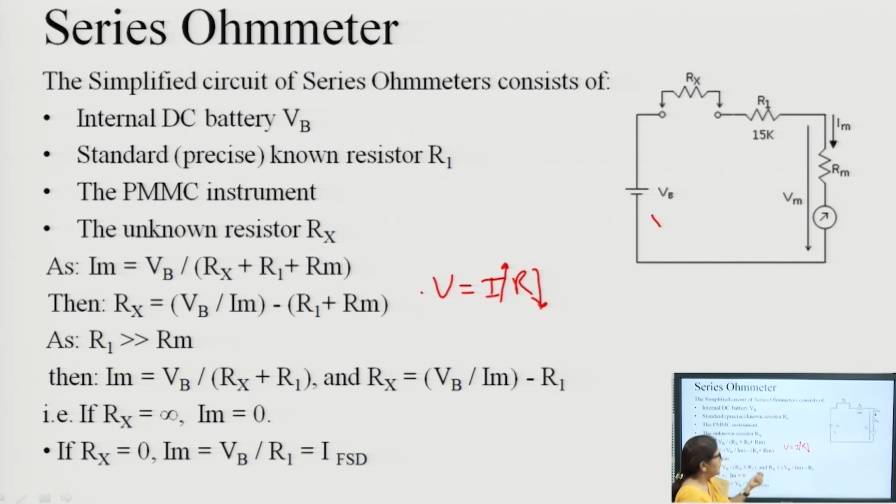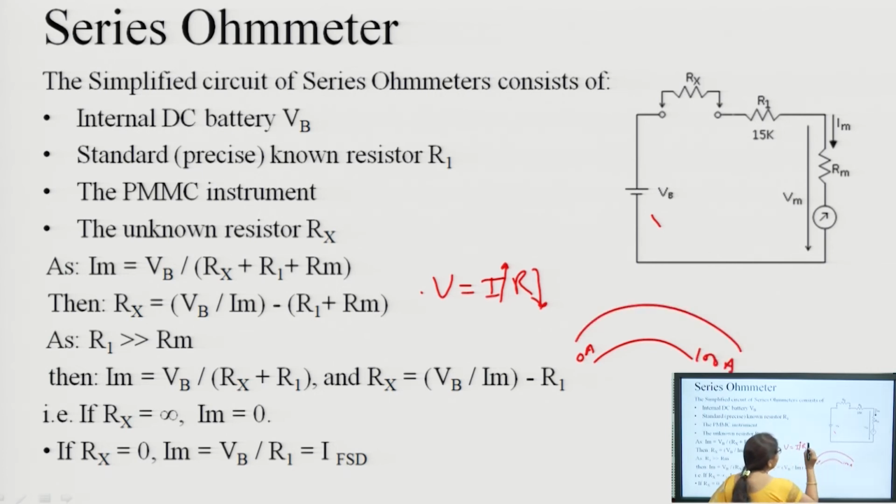Here the PMMC instrument resistance is very low, so we can ignore it and calculate Im equal to VB by Rx plus R1. Now, the scale of the meter is like 0 ampere to, suppose, 100 milliampere. So, the resistance scale should be opposite to this, from 0 ohm to some value of resistance. For this we have to calibrate the resistance scale.